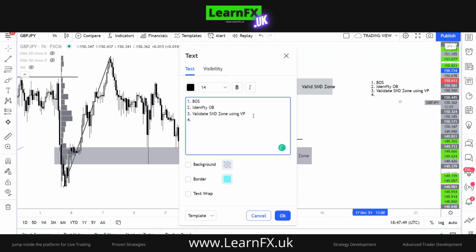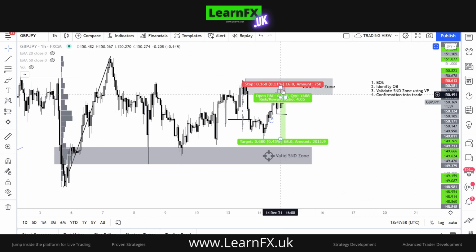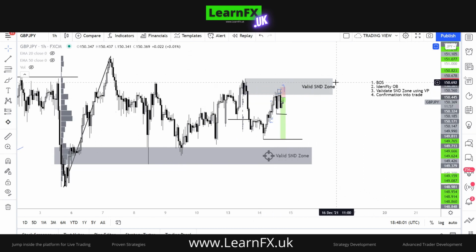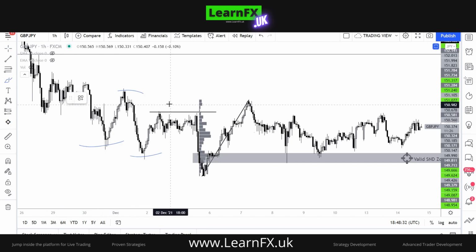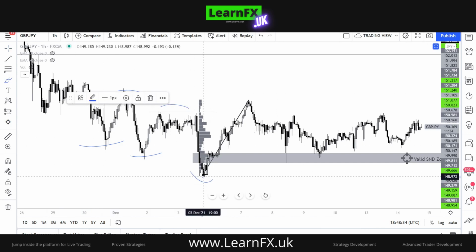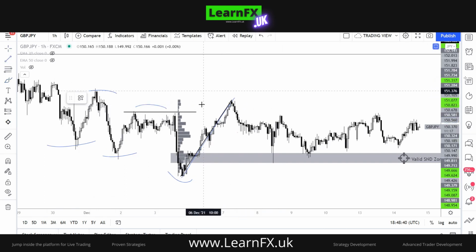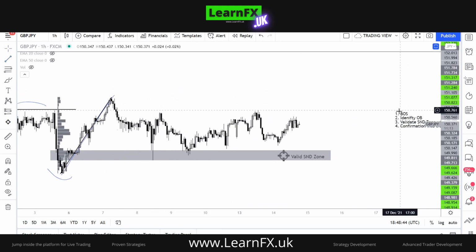So rule number 4, confirmation into trade, and again, whatever you want to use for that confirmation inside of our valid S&D zone. As you can see, lower lows in price action, and this impulsive move here breaks this structure. So we're looking for long opportunities as we've had an impulsive move that breaks structure. So rule number 1, a break of structure.